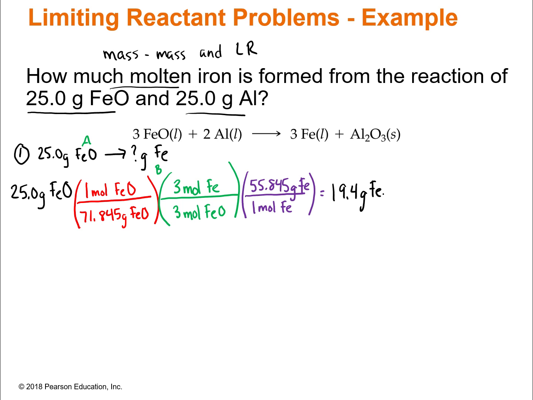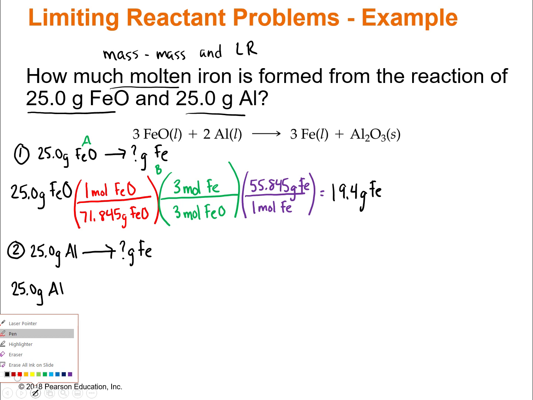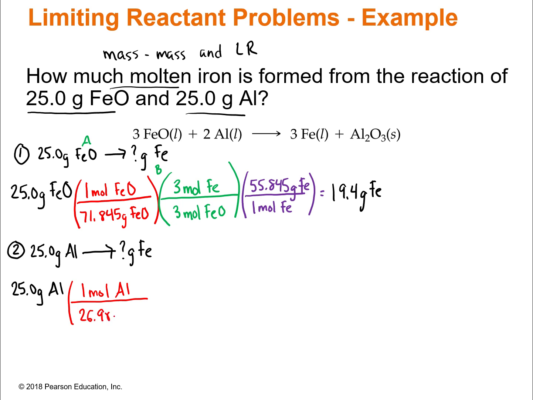When you do all that math, you should get 19.4 grams of iron. Now we have to do that again, only this time it's with 25 grams of aluminum. It's the same exact thing, only this time we're using the molar mass of aluminum, and we're using the mole ratio between iron and aluminum.